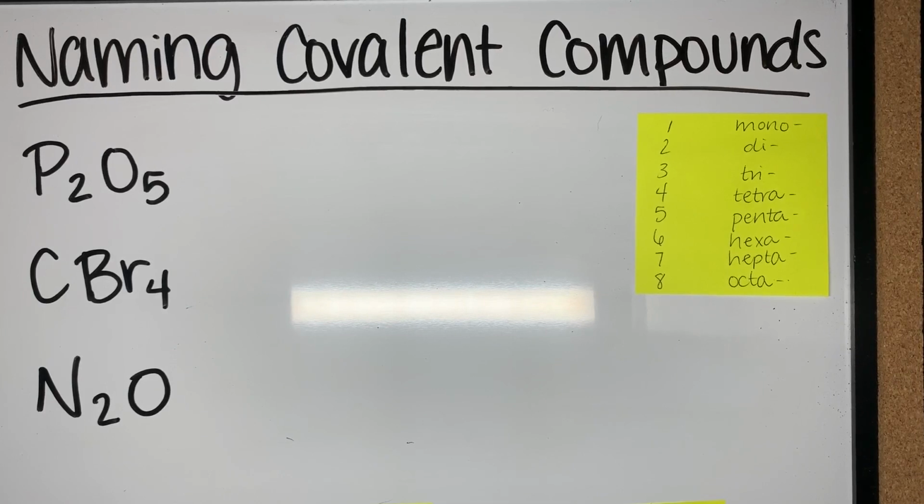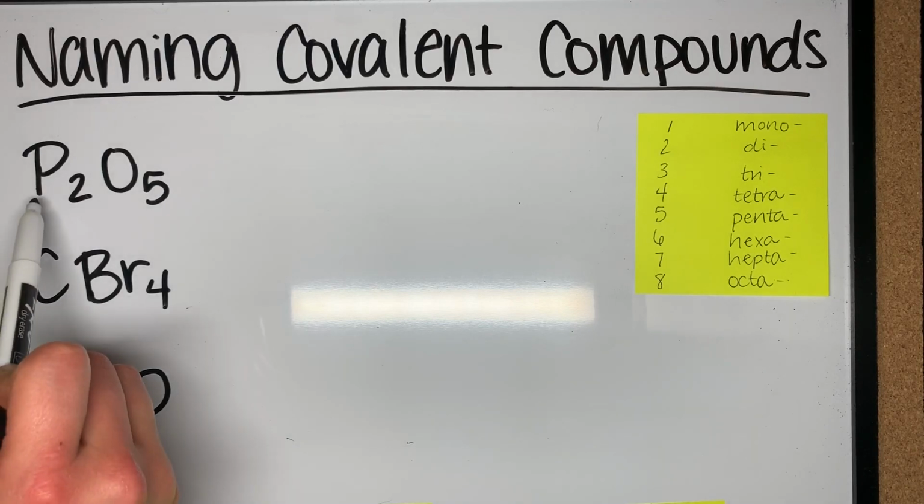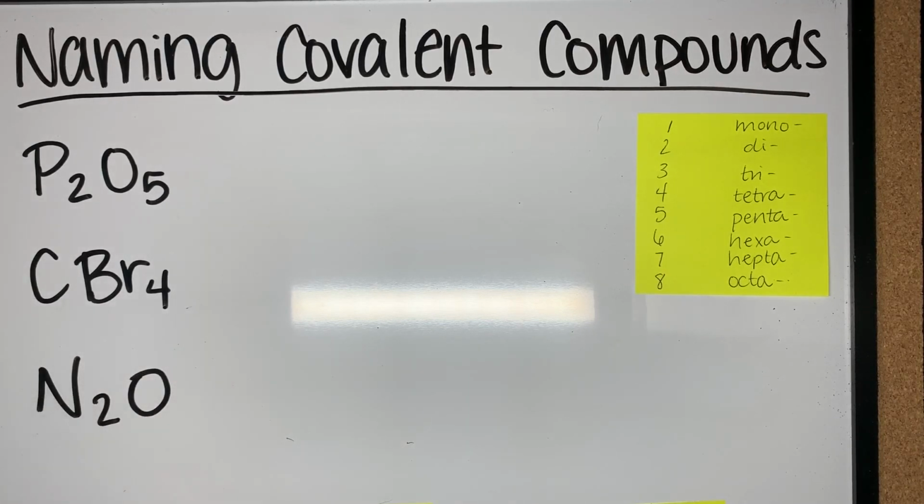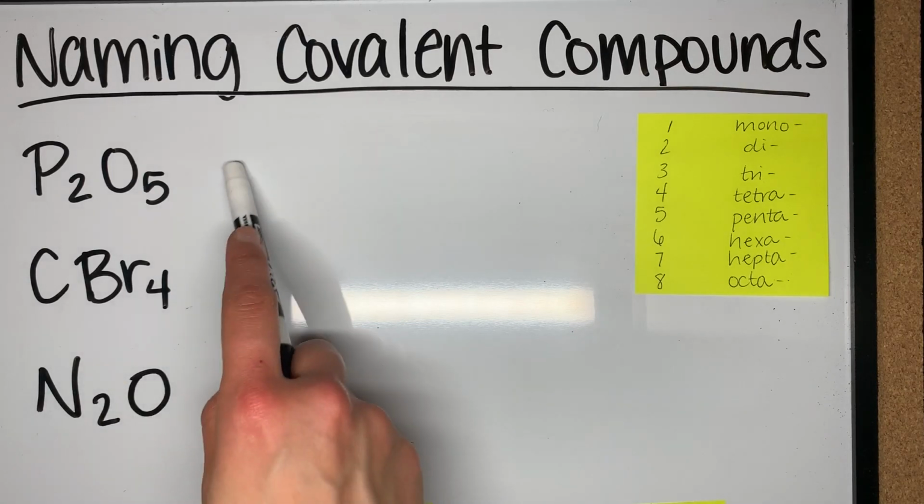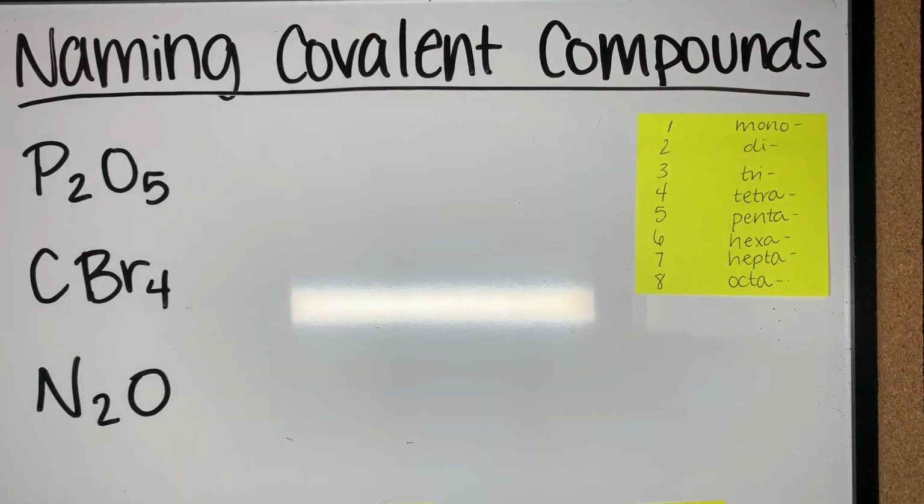So let's try naming 3 different covalent compounds. We know each of these is covalent because the first element in each is a nonmetal. So why don't you take a second, maybe pause the video if you need to, and try naming each of these covalent compounds.